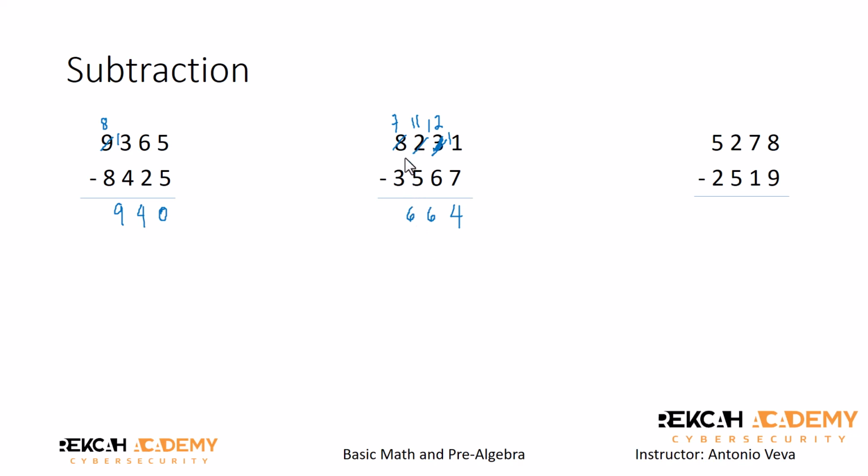So in the thousands column, we have 7 minus 3. 7 minus 3 equals 4. So we have a final answer here, 4,664.